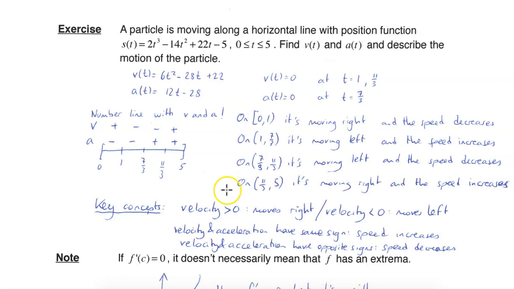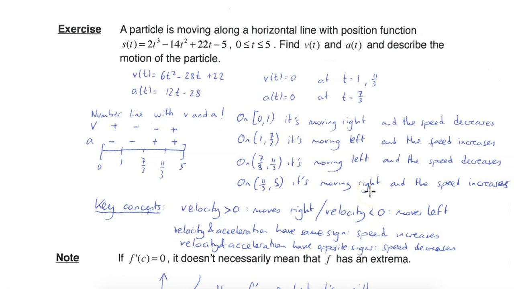So we can see, if we split the 4 intervals that we have, the particle is moving right, and then it's moving left between 0 and 1, and it continues to move left between 1 and 7 over 3, and then it continues moving left from 7 over 3 to 11 over 3, and eventually it turns around again and starts moving right until t equals 5.